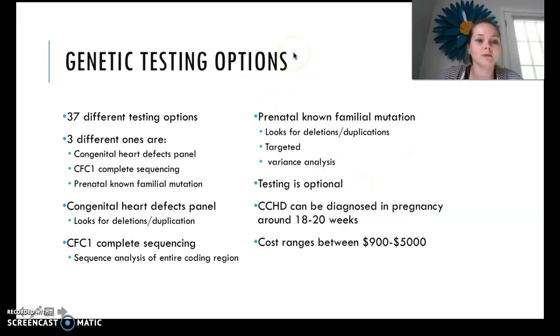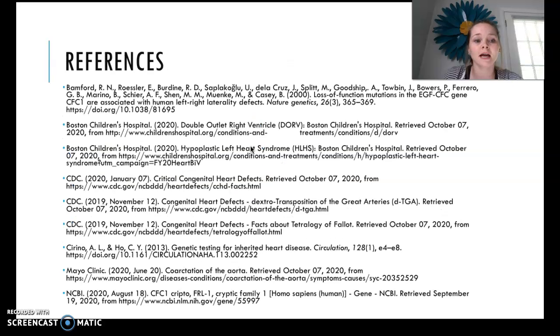So genetic testing options, there are 37 different options. 3 different ones are congenital heart defects panel, CFC1 complete sequencing, prenatal known familial mutation. There are some descriptions of each of those there, and it ranges between $900 and $5,000. And those are my references.